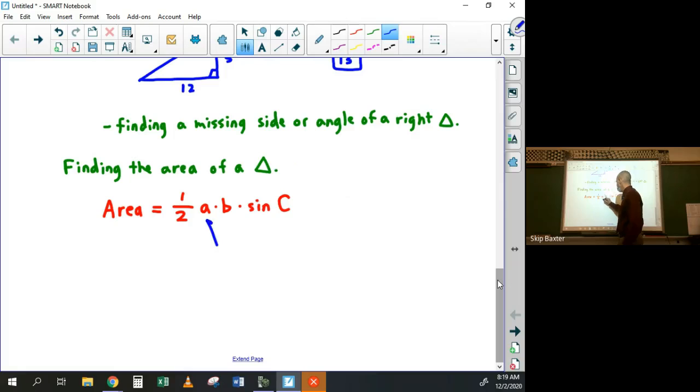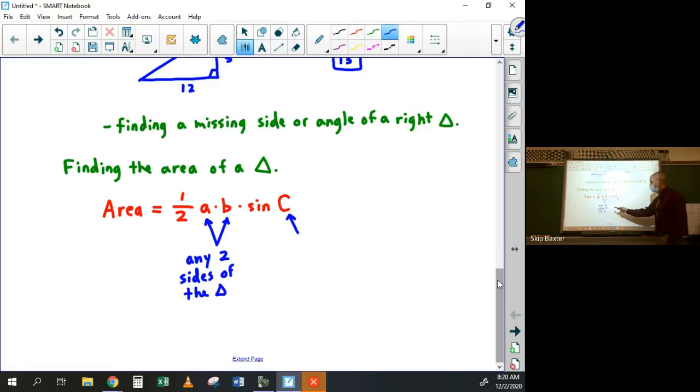These two right here have to be any two sides of the triangle. And this angle over here, since it's a capital letter, it's an angle. This angle has to be the angle that's between the two sides that you're using. Okay? Any questions on that from Monday?